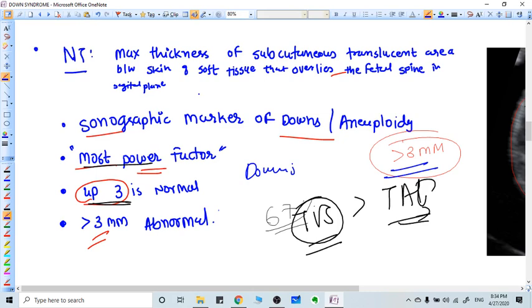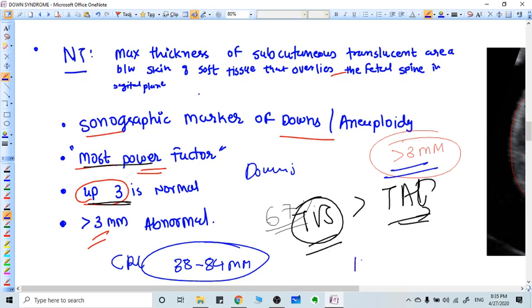Now, when should the NT test be done? I already said that 11 to 13 weeks we should do it, but we should also know this: we need to do this when the CRL, crown-rump length, is 38 to 84 mm only, because above and below this range, the NT test cannot be as reliable as we would want. Now I will tell you the reliability of the NT test.